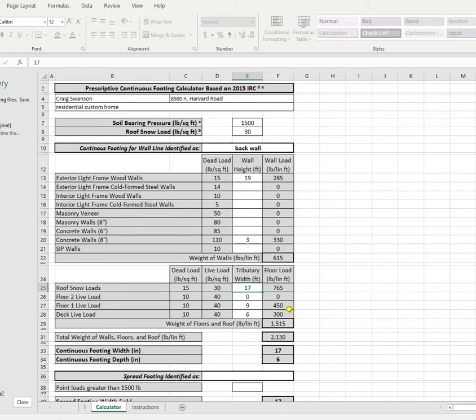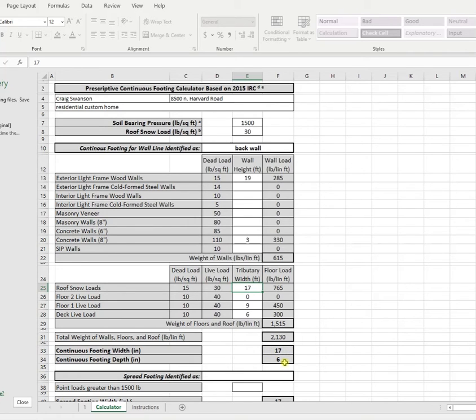And they're adding up how much it weighs per lineal foot, how much weight is coming down by that deck. That's 6 feet, it says 300 pounds. And so they add all these up, and this is the weight right here. Well, let's see. Yeah, okay, this is the walls, and these are the floors and roof. They add it up, and that's how much weight is on that footing per foot. And they are saying that they want a 17-inch by 6-inch depth.